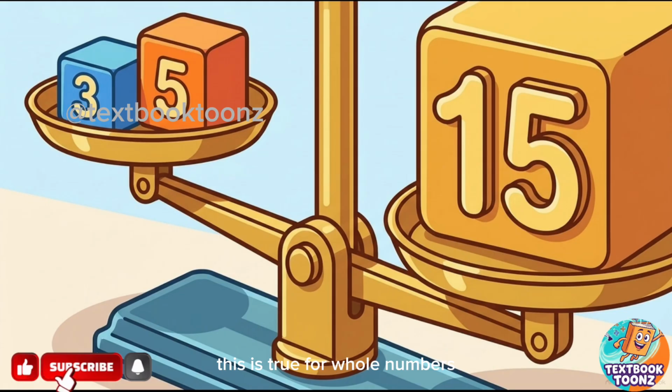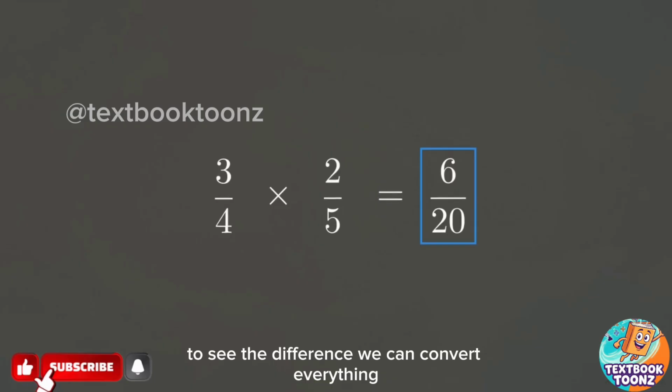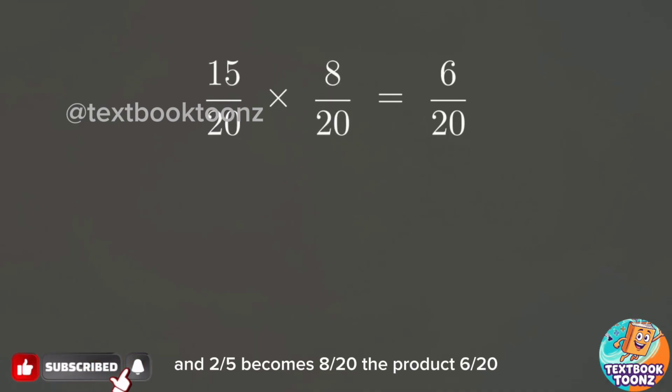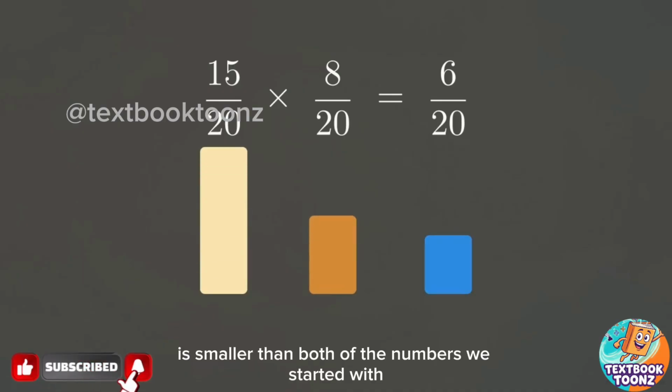This is true for whole numbers, like 3 times 5 equaling 15. But look at what happens when we multiply two proper fractions, like 3/4 and 2/5. The product is 6/20. To see the difference, we can convert everything to a common denominator of 20. 3/4 becomes 15/20, and 2/5 becomes 8/20. The product, 6/20, is smaller than both of the numbers we started with.